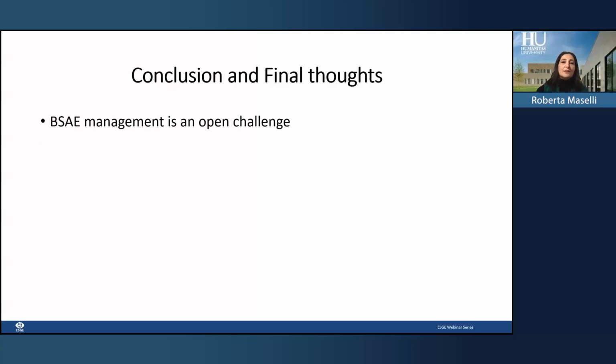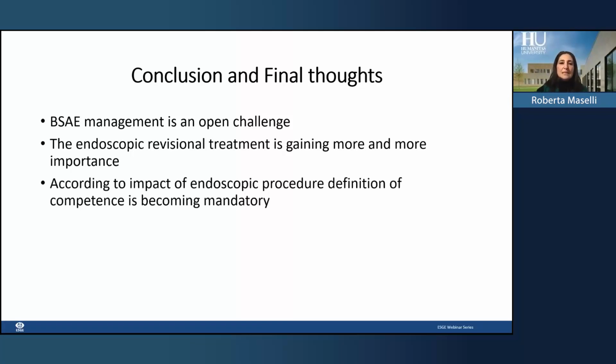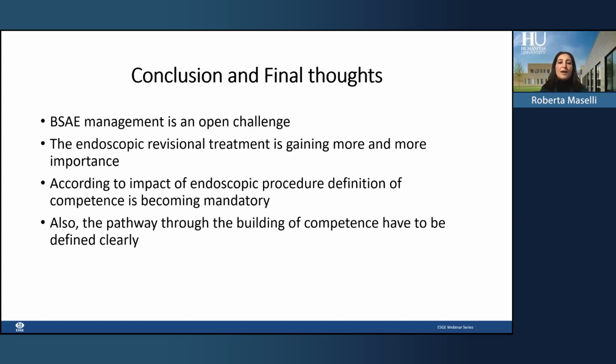And my final thought and conclusion is that, as I said at the beginning, the management of adverse events after bariatric surgery is an open challenge, and the endoscopic revisional treatment is gaining more and more importance. But according to the impact of endoscopy, definition of competence is becoming mandatory, and it was the goal of this task force I was part of. But the pathway through the building of confidence has to be defined clearly, and this is why we've done all this work for you. Thank you.